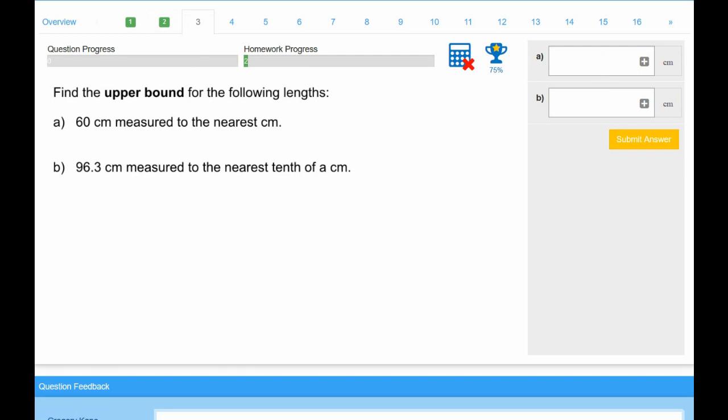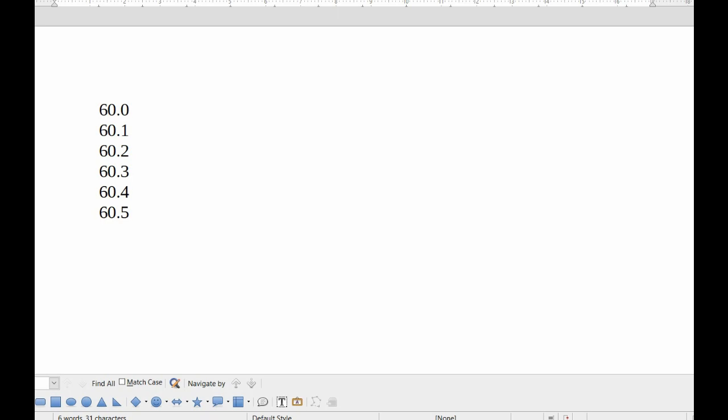Number 3, we're finding the upper bound for this length. So to the nearest centimeter. Well, what does that mean? Well, it means how big can the number be and it still rounds down to 60. I'm going to show you this. So 60.0 would round to 60, the nearest centimeter. 60.2 would. 60.4 would round to 60. But notice what happens with 60.5? That would round to 61.